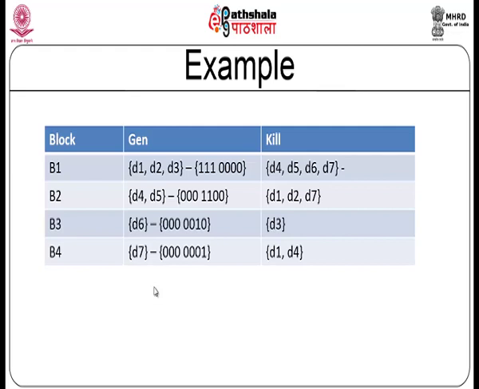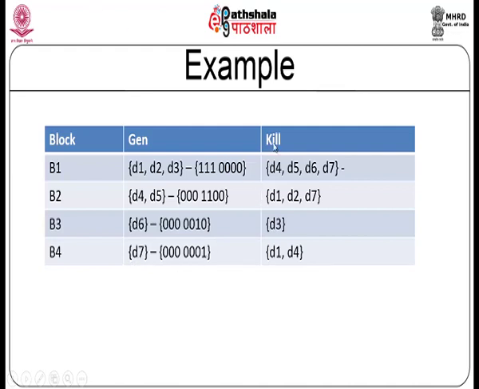Within a particular basic block, typically you do not define a variable more than once, okay. So that is why D1, D2, D3. Now the bit vector representation of this is setting D1, D2, D3 bits to 1 and resetting all the other bits to 0. Similarly, D4, D5 means setting D4, D5 to 1 and resetting the other bits to 0, and D6 will be setting D6 bit to 1, the remaining bits are set to 0, and D7 will be setting the bit D7 to 1.